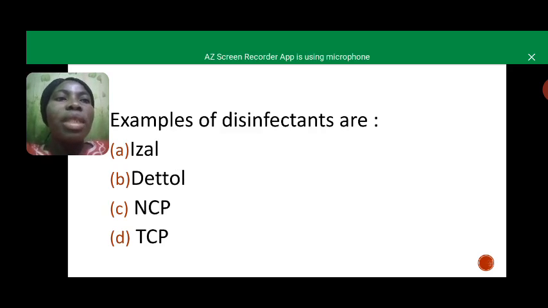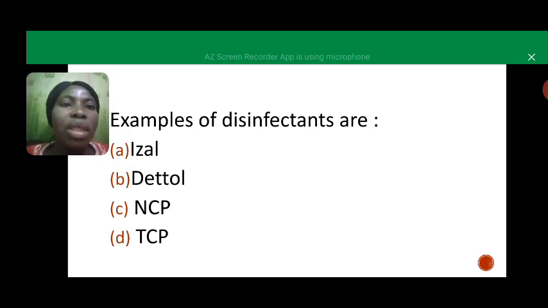Now we have different examples of disinfectants. Number one, we have Izal. I believe we all know what Izal is, right? We have Dettol, we have NCP, we have TCP. All these are the various examples of disinfectants and many others.